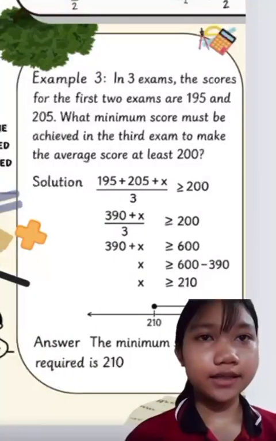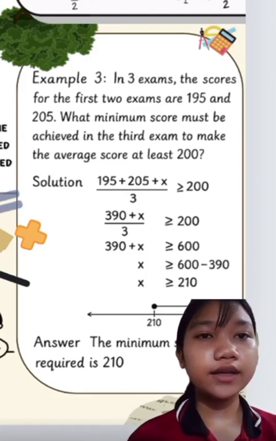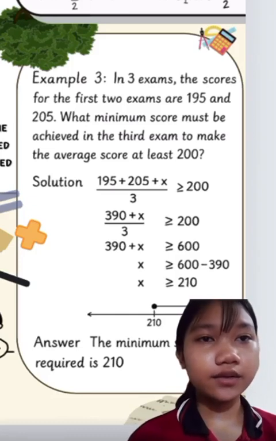This problem says that there are 3 exams. The first exam score is 185 and the second score is 205. We need to find the minimum score in the third exam so that the average is at least 200.